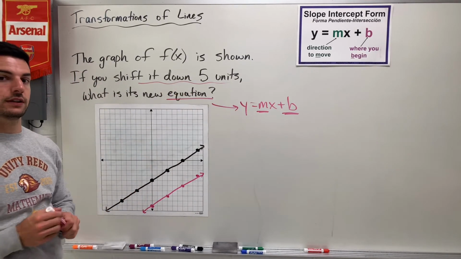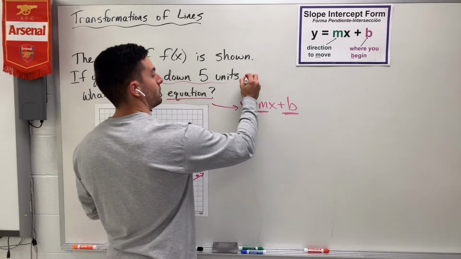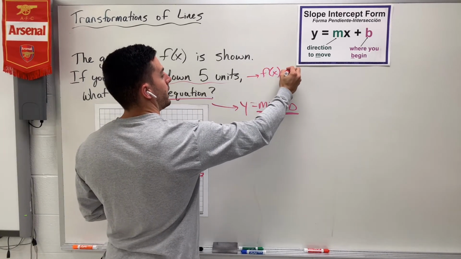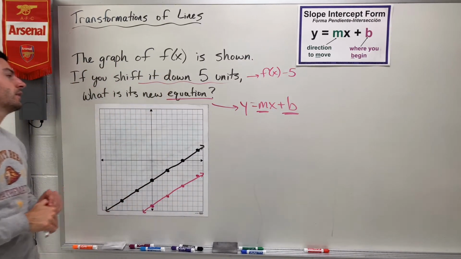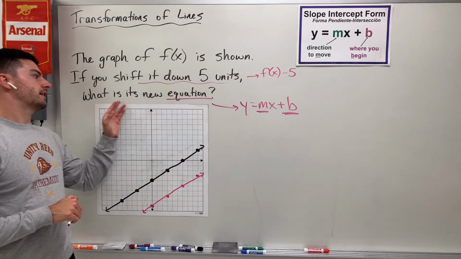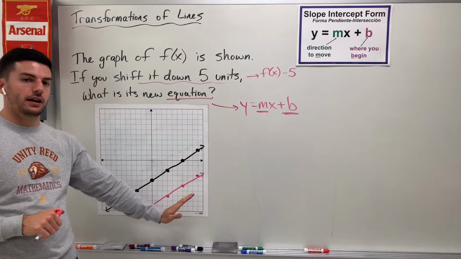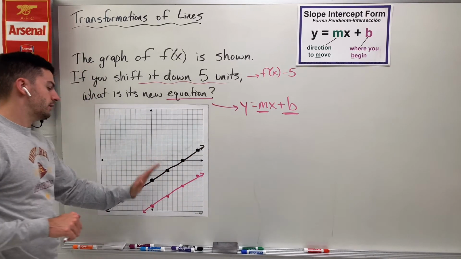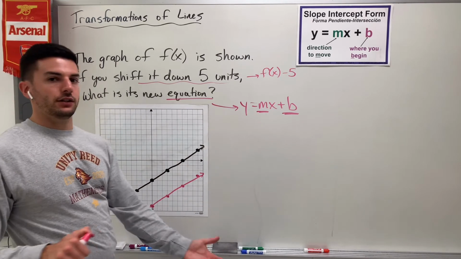Shifted down 5 units. And again, it doesn't say it like this, but how we would say this in function notation would be f of x minus 5, right? But anyway, it's not asking for that. It's asking for this pink line, this equation, okay? So I need to determine, looking at this, how I drew this, what is its equation, okay?